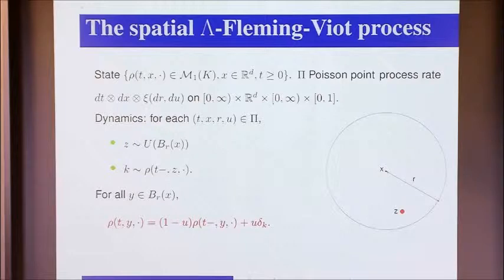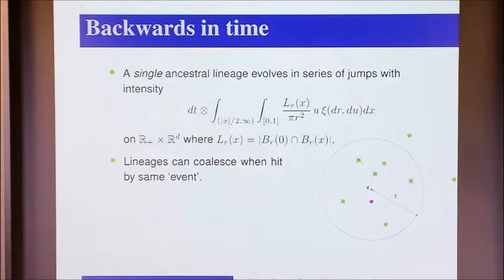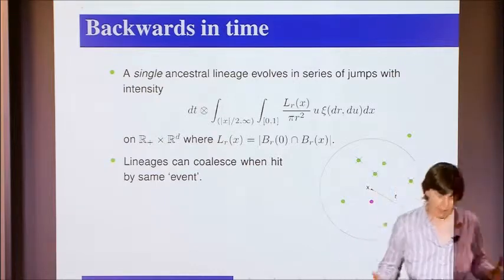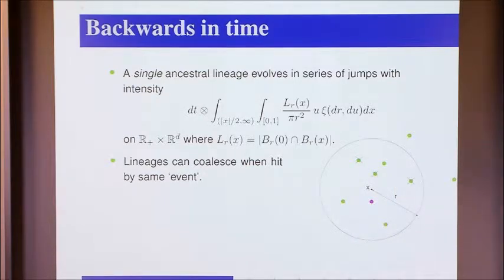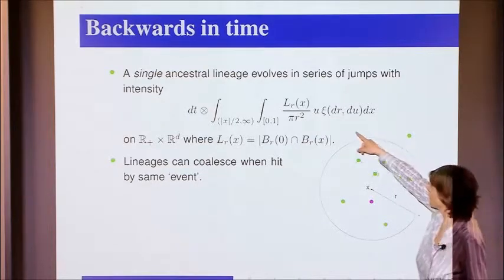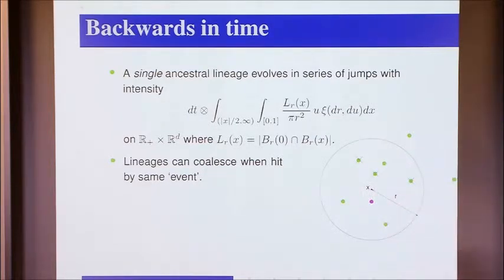Okay, that's kind of complex stuff, but it turns out that the backwards in time process of genealogies is actually a little bit easier to get your head around. So again, I'm showing off. This is proving I'm a mathematician and can use LaTeX. Let's think about a single ancestral lineage.